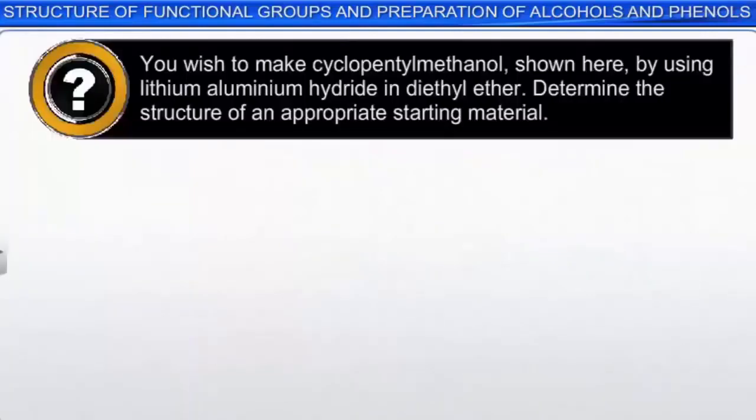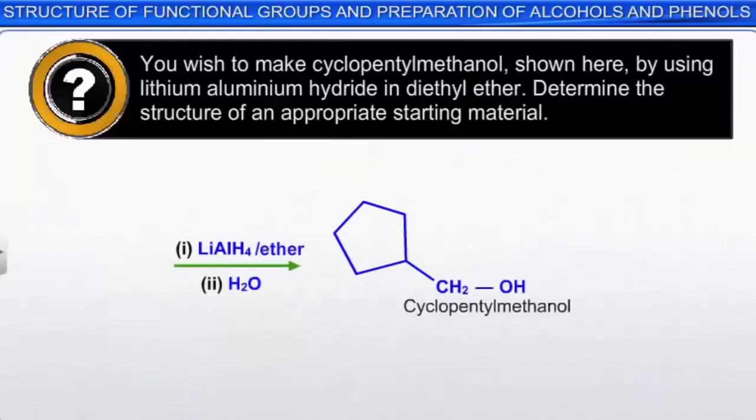It's time to try another practice problem. You wish to make a cyclopentyl methanol, shown here, by using lithium aluminium hydride in diethyl ether. Determine the structure of an appropriate starting material.